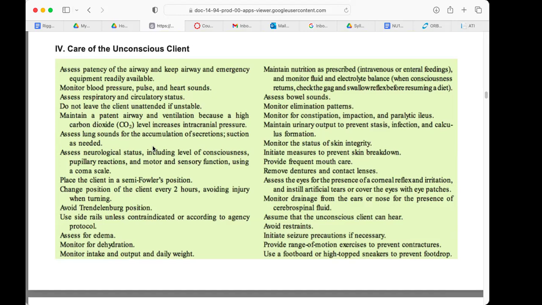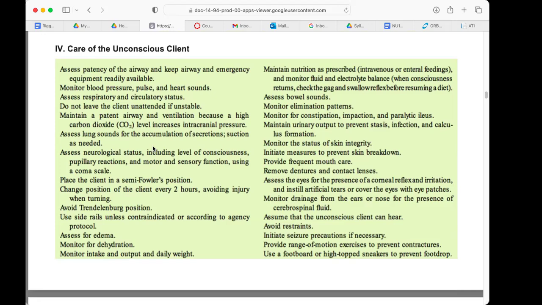When consciousness returns, check the gag and swallow reflex before resuming a diet. Assess bowel sounds, monitor elimination patterns. That's just to make sure that, even when they're unconscious, their bowels are functioning and that they're having normal bowel movements, so that if they're not, you can let the healthcare provider know. So monitor for constipation, impaction, and paralytic ileus. The first sign is to monitor their bowel sounds and see if they're pooping. And if they're not, maybe the healthcare provider can order a stool softener.